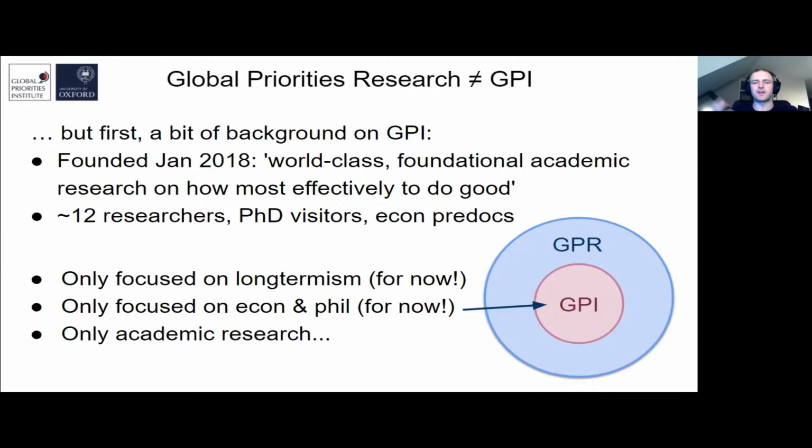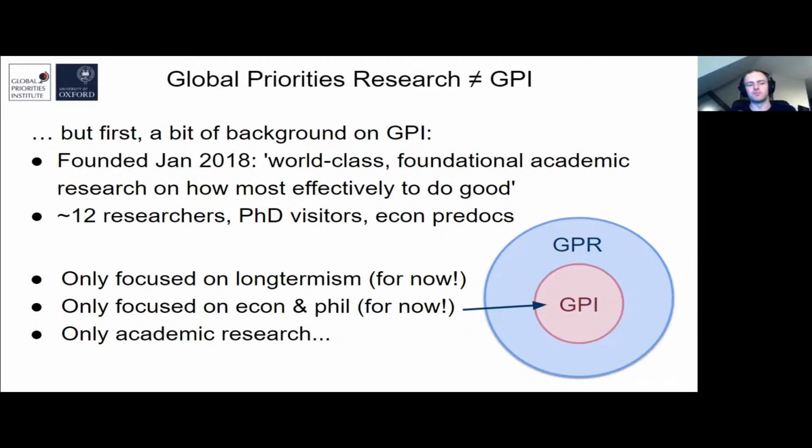We're also trying to cultivate a network of other people who are doing research in academia that is relevant to the question of how to do good most effectively. And then we have a couple of programs for how we engage with students or recent graduates. One is a PhD visitor program each summer, which we call the Early Career Conference Program. And the other is that we employ economics predoctoral research fellows.